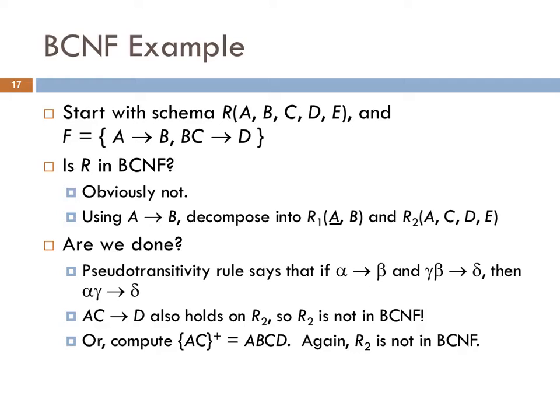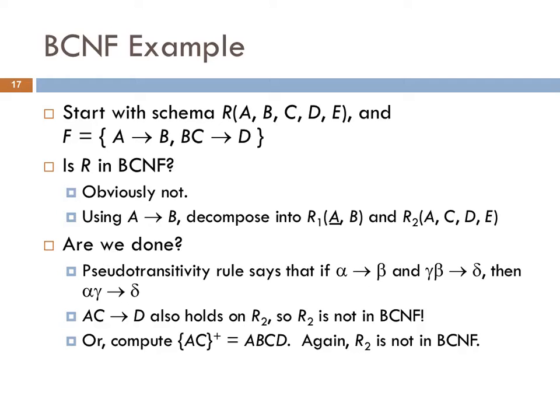I'm sorry, did I misstate that? I think I might have misstated that. The reason why I misstated that is that AC doesn't functionally determine the entire schema. That was kind of the point of that. So AC doesn't functionally determine the entire schema R2, yet it also contains some additional attributes besides A and C that are also in R2. In this case, it's D. So AC functionally determines D.